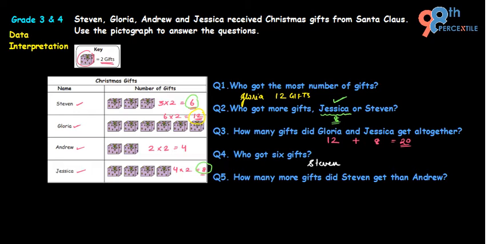And finally, the last question asks us, how many more gifts did Stephen get than Andrew? Stephen has got 6 gifts and Andrew has got 4 gifts. A simple way of identifying how many more gifts Stephen got is to do a subtraction. So 6 minus 4 gives me 2. So Stephen got 2 gifts more than the number of gifts that Andrew received.